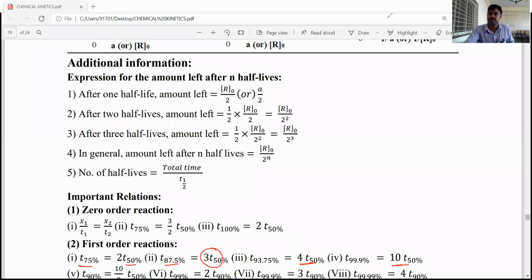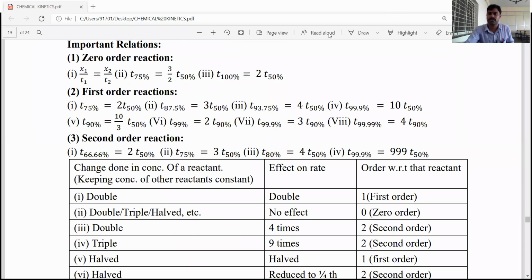Okay, dear students, in the same way for second order reactions also you have to take these. For second order reactions, t 66.66 percent of the reaction completed is equal to 2 t half, t 75 percent is equal to 3 t half, t 80 percent is equal to 4 t half, and t 99.9 percent is equal to 999 times t 50 percent. Okay, these relations are very very important, dear students.